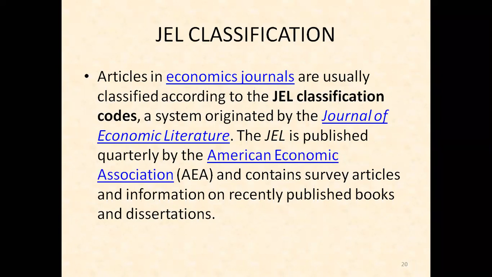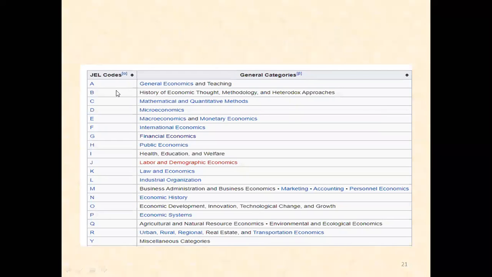Classifications का mean है they have defined the codes A, B, C, D, E, F, G, and according to the quality of your paper, they will be putting your papers in those particular codes. In economic journals, we basically use JEL classification code. It is a system originated by Journal of Economic Literature. American Economic Association ने इसे authorized किया है. Now this is the format in which the JEL classify your papers.